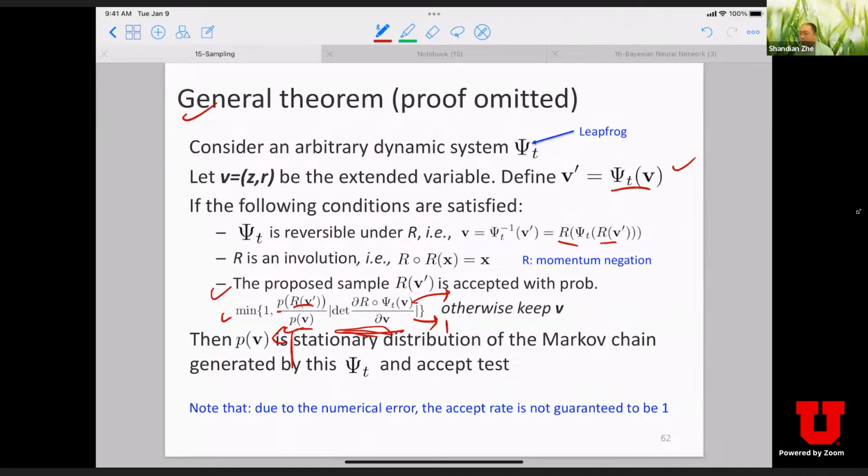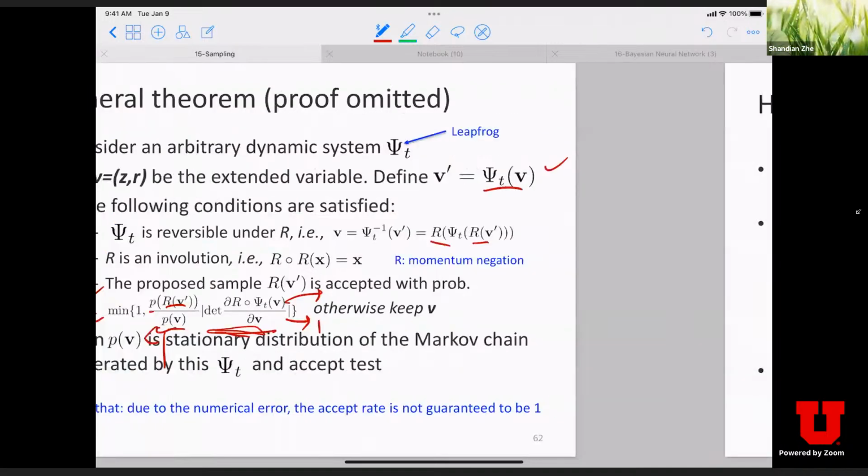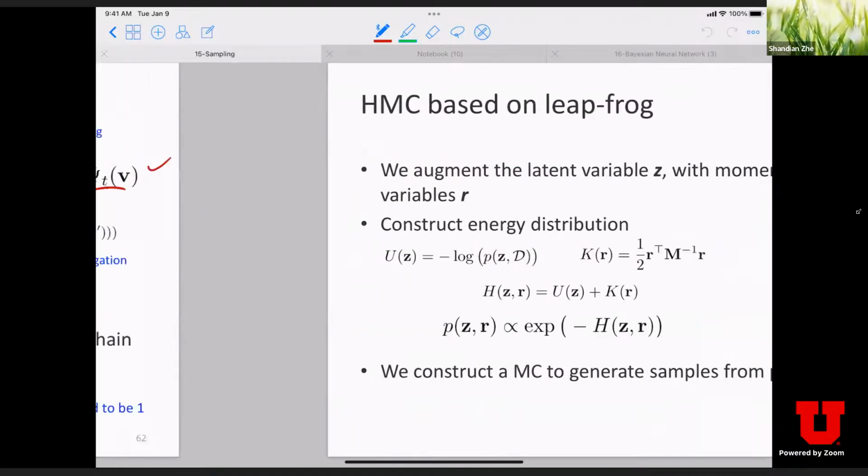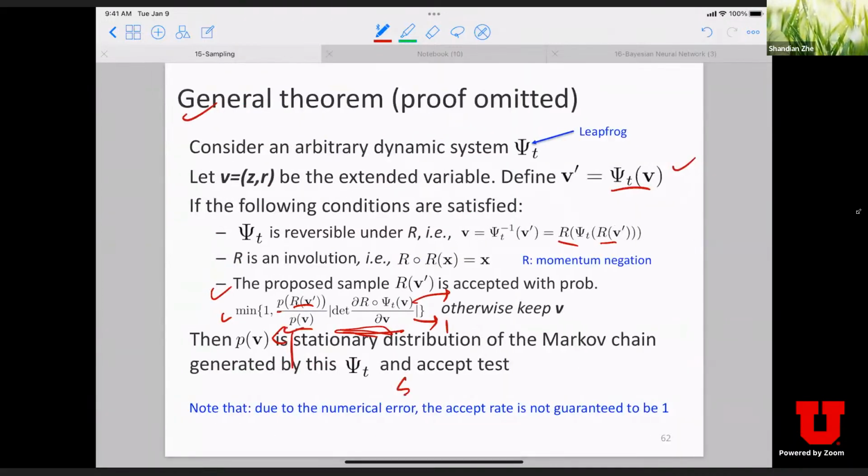But it's not too bad, because if you choose your step size epsilon small enough, the numerical integration error is still relatively small, right? That means this ratio can be very high, like 0.95. So it's a pretty good ratio to accept new proposals, right? So that's not bad. And actually, we'll discuss it later.